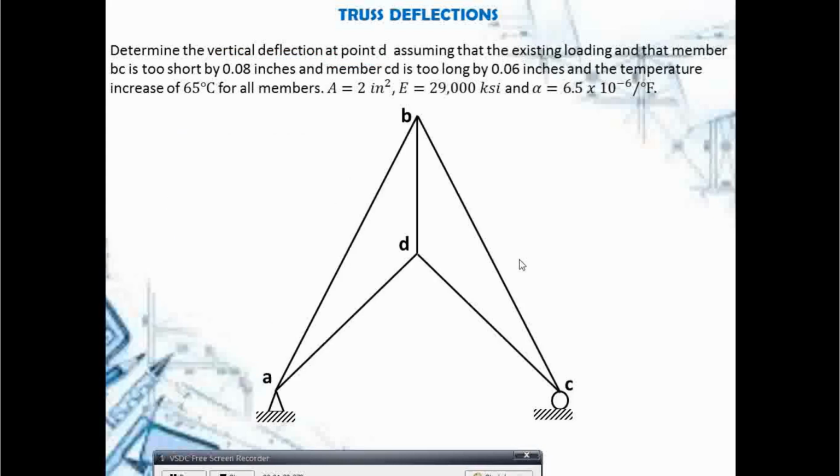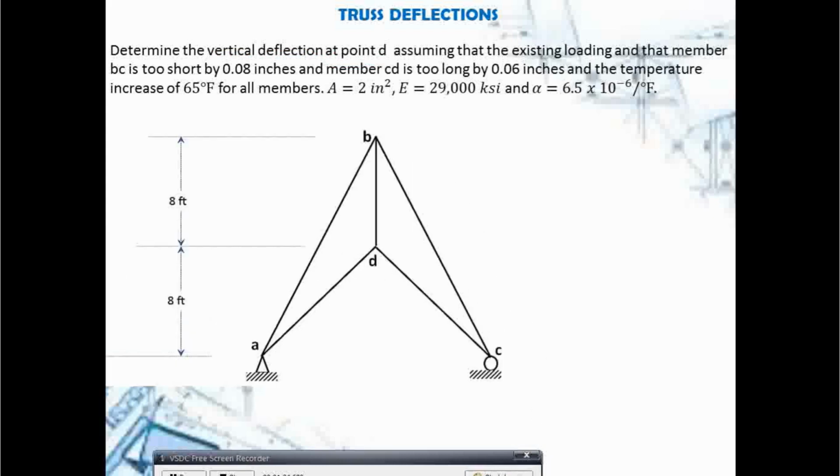But for my case, I choose to put a downward unit load that is equal to 1. Again, assumption ko yung direction. Ito yung gusto ko eh. Pero sa inyo, pwede rin namang ang assumption nyo is pataas. Mati-check naman natin ito mamaya kung tama yung assumption. So in my case, I chose that the vertical deflection at point D will be downwards.